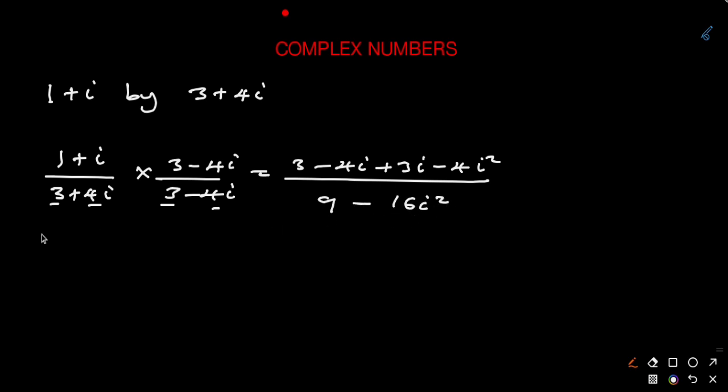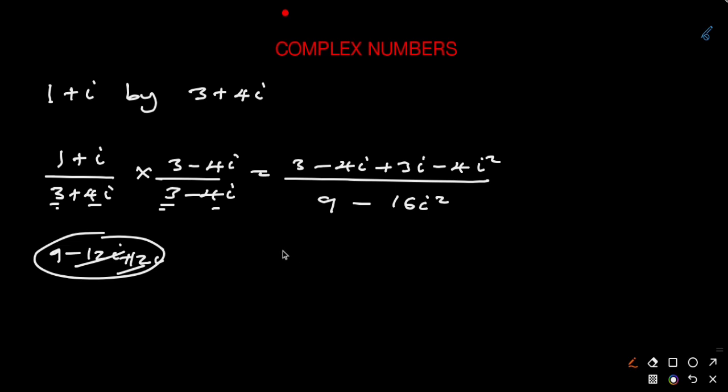So where is this one coming from? If we multiply here, 3 multiplied by 3, that is 9. 3 multiplied by negative 4i, that is negative 12i. And then positive 4i multiplied by 3, that is positive 12i. And eventually these are going to cancel each other. So that's the reason why I'm emphasizing that you just multiply the first part with the first part and the last part with the last part.